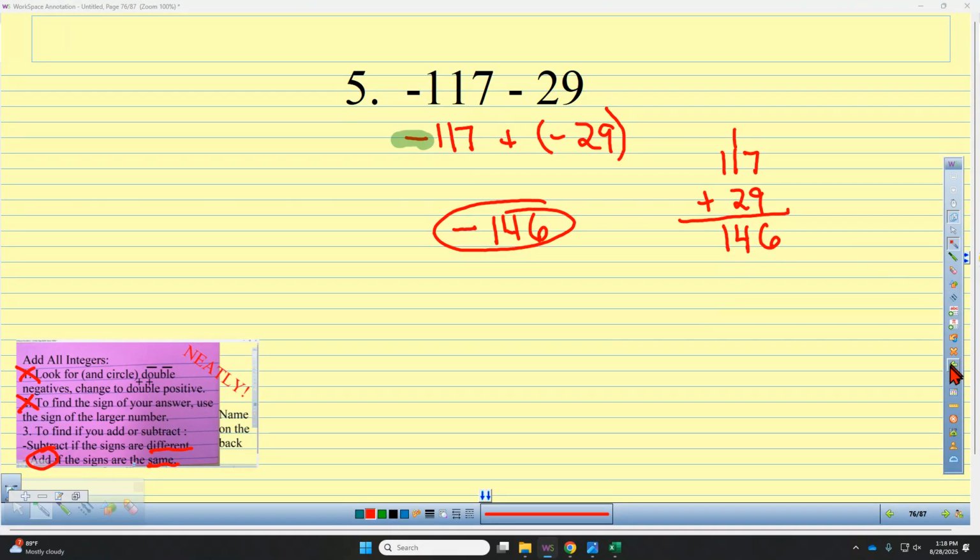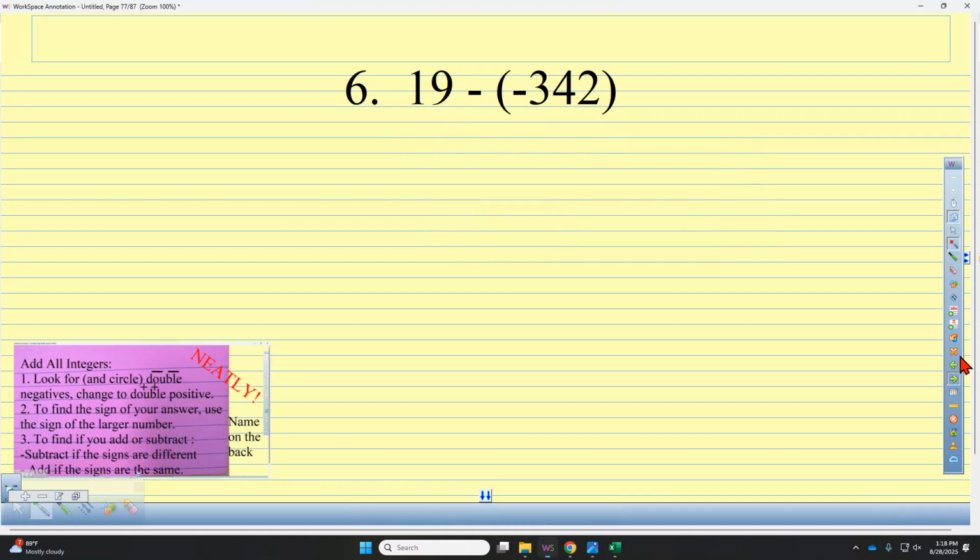Okay. Would you try this next problem, please? You pause the video and try to do as much of it as you can. Please use the Post-it to help you out. So pause and restart when you're ready to go.